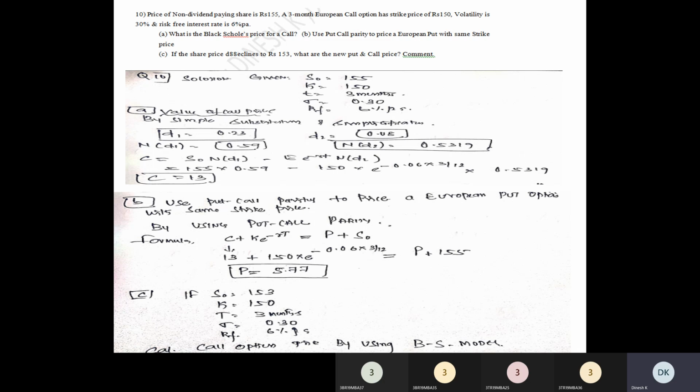When you simplify this, 150 into e to the power of minus 0.06 into 3 divided by 12 plus 13, simplify, equals P plus 155, right? So you take P equals the left hand side value minus the 155, and you will be getting 5.77. So this is what we get by using the put call parity equation.